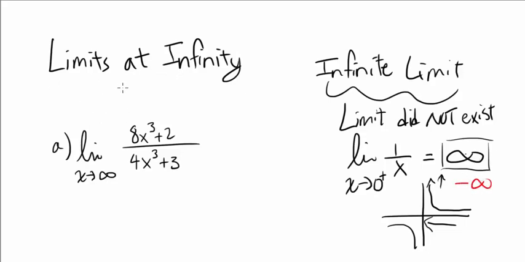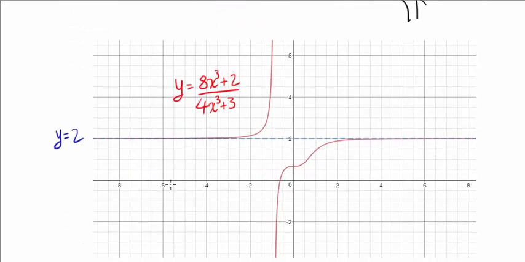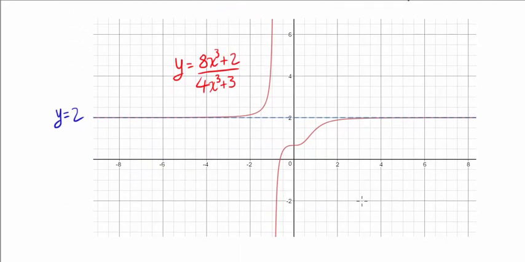Now we're going to talk about limits at infinity, and this is telling you what is happening to our function as x is approaching positive infinity or negative infinity, or sometimes even both. So let's look at question A. The limit as x is increasing without bound, as x is approaching infinity, of 8x cubed plus 2 over 4x cubed plus 3. I have a graph of what is going on right below, and this is from Desmos.